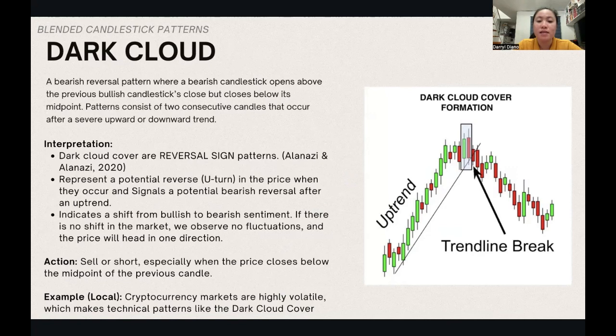Alanazi highlights that this pattern represents a potential reversal, or a U-turn, in the price when it occurs and signals a potential bearish reversal after an uptrend.